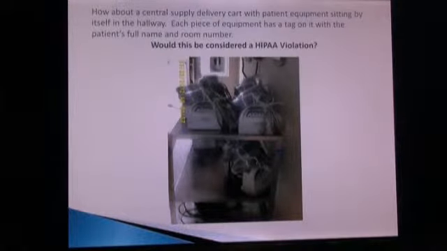How about a central supply delivery cart with patient equipment sitting by itself in the hallway? Each piece of equipment has a tag on it with the patient's full name and room number. Would this be considered a HIPAA violation?